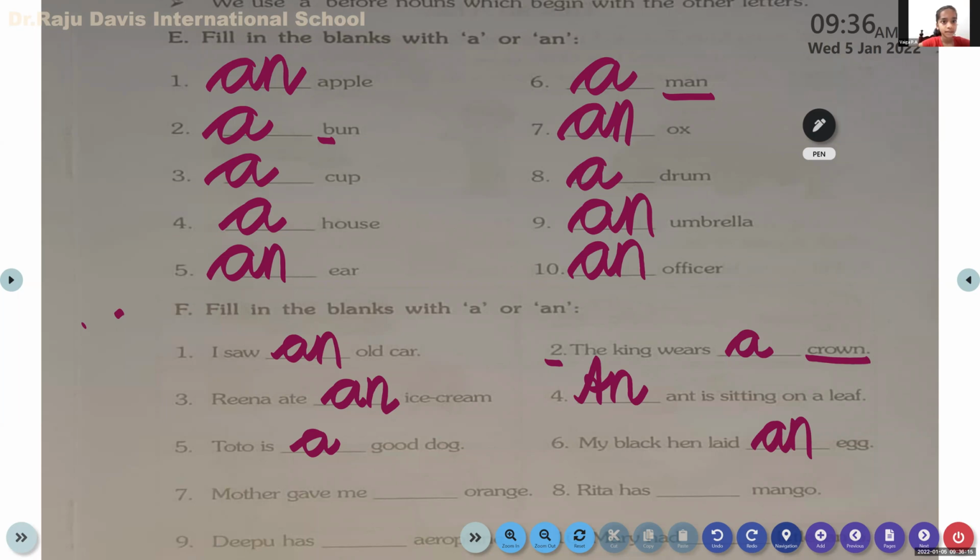Vaika, I'll call you. Don't worry, okay? I'll call you. Okay, Vaika, unmute it. Mother gave me an orange. Yes, mother gave me an orange. Very good. It is an orange.